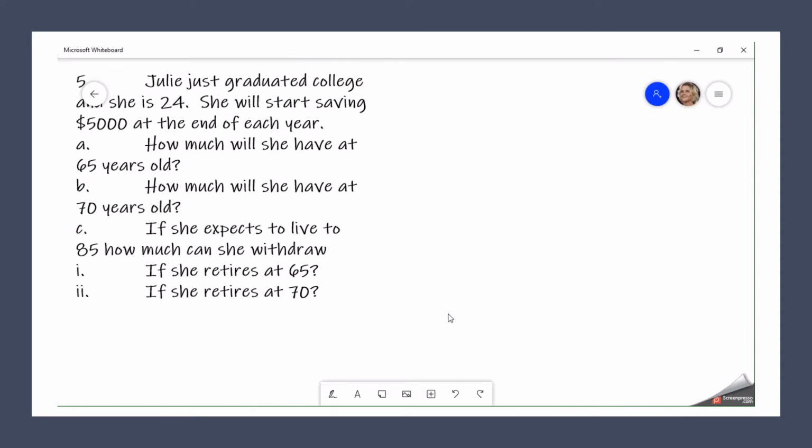Okay, so she just graduated from college. She's 24. She's going to be saving $5,000 at the end of each year. So how much money will she have when she is 65? Okay, so we'll bring this up. So if she's 24 right now and she's going to save until she's 65, that gives her 41 years to save. So that's our N.